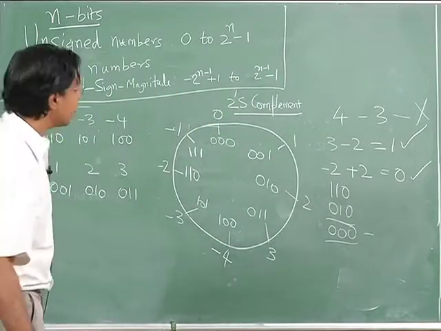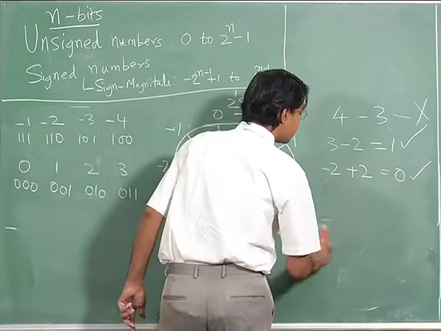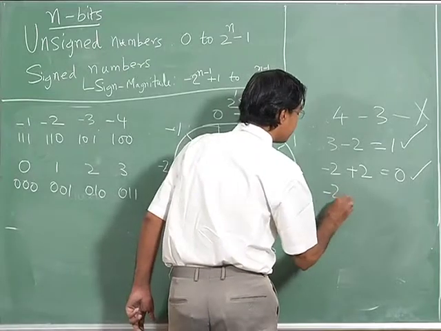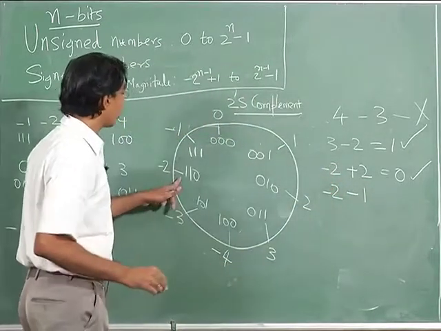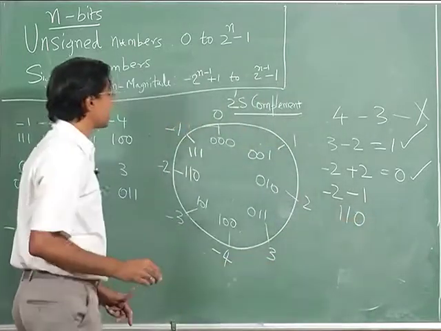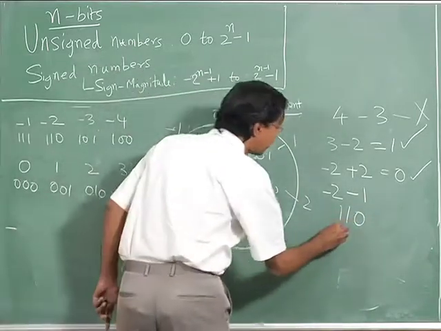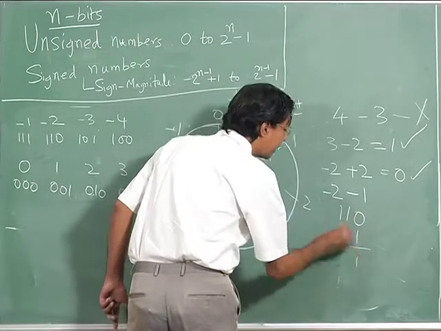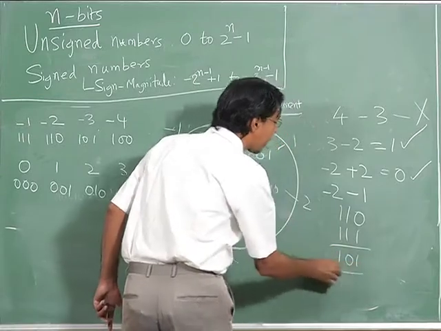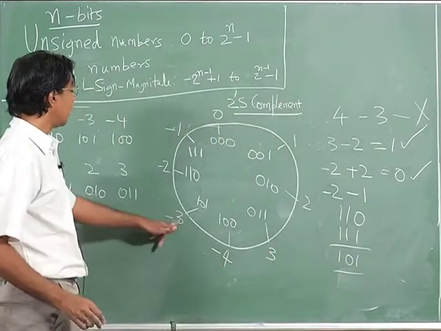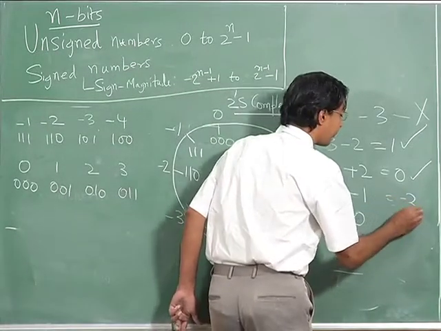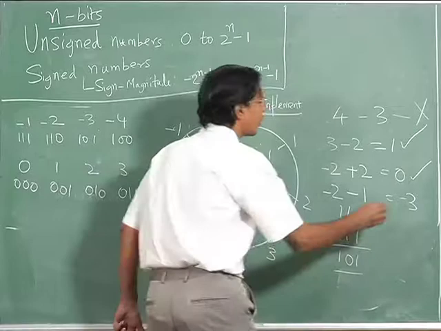Let me do minus 2 minus 1. The representation of minus 2 is 1, 1, 0. The representation of minus 1 is 1, 1, 1. Add them, 1, 1, 1 is 0, 1, 1, 1 is 1, 1 goes off. I get 1, 0, 1, and what is the representation for 1, 0, 1? It is minus 3. It's also correct.